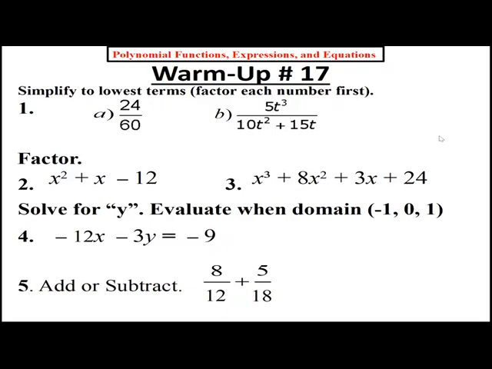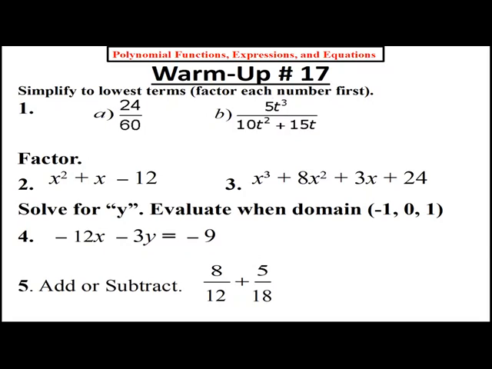All right. So for those of you just joining us, we were working on warm up number 17, and it reads as follows. For number one, part A and B, it reads simplify to lowest terms, but in parentheses it says factor each number first and then simplify. So for part A, it's 24 over 60. Part B is 5t cubed over 10t squared plus 15t.